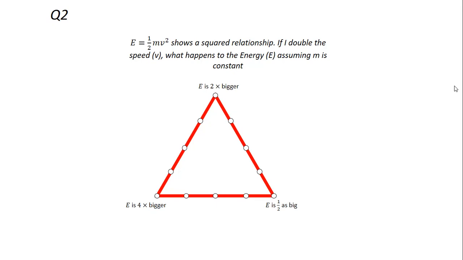E equals a half mv squared, kinetic energy, shows a squared relationship. If I was to double the speed, the velocity, what happens to the energy? And it's assuming that m just stays the same. So if I double the speed, what happens to the energy? Pause the video there as I'm moving on to question 3.